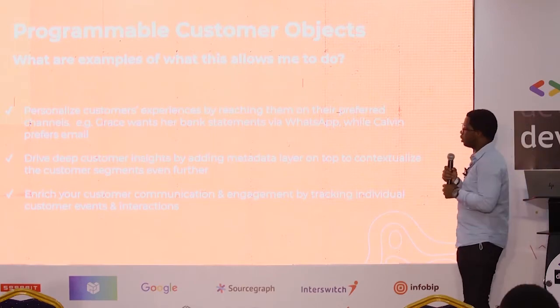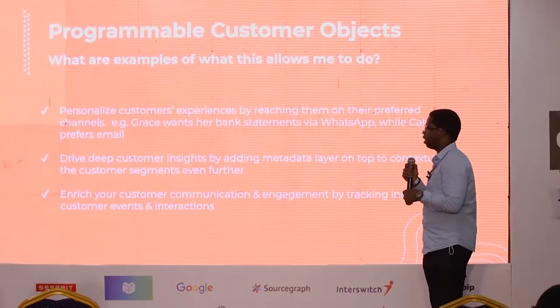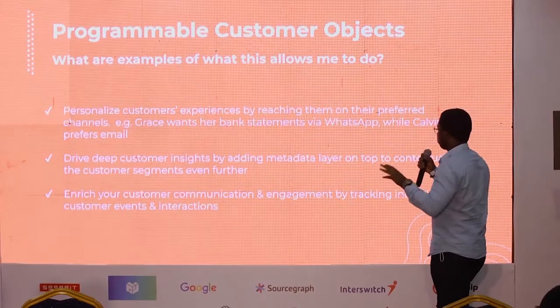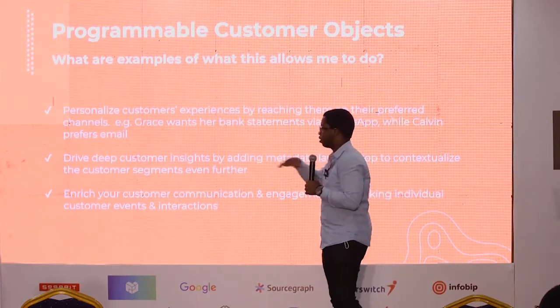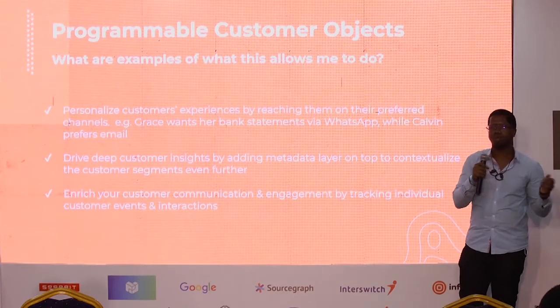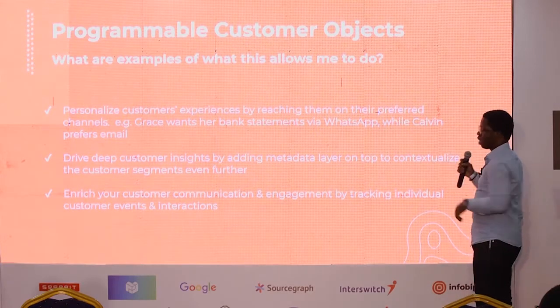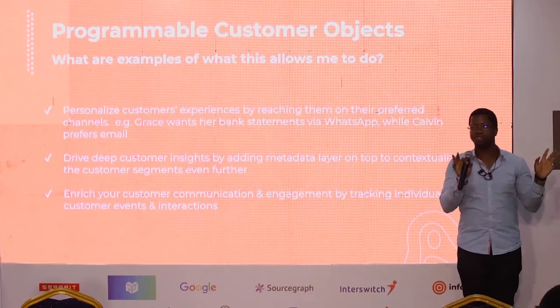Okay, so the customer object is programmable. So what this means is that you can personalize your customers' experiences. This is an interesting example. So let's say you have a customer called Grace. Grace wants a bank account statement, but she wants it via WhatsApp. And Calvin is another customer, but he wants it via email. How do you achieve that? That's actually pretty easy with Elarian.